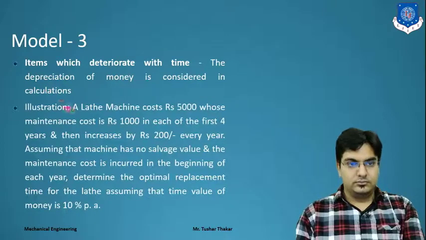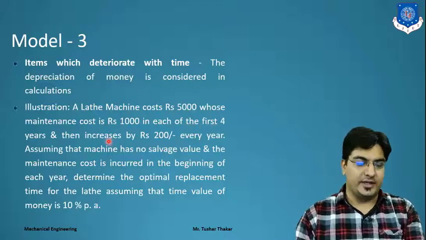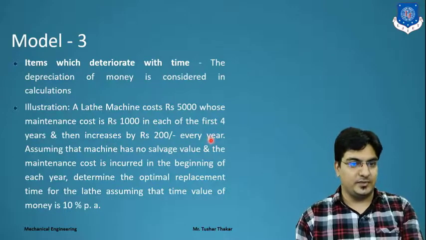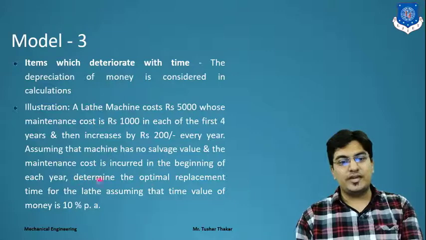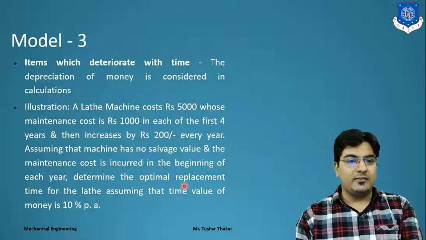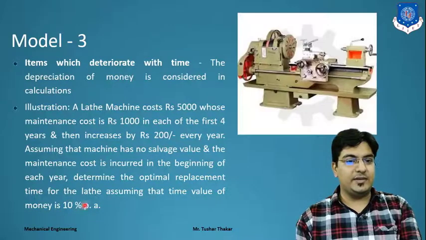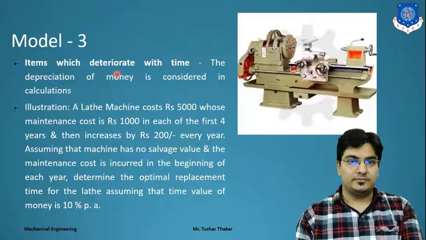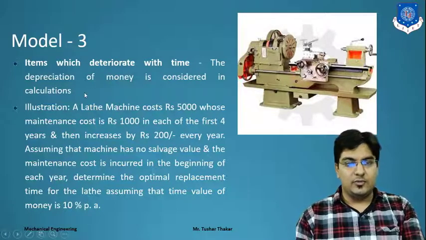So here the example is given: a lathe machine whose cost is 5,000 and maintenance cost is 1,000 rupees in each of the first 4 years, then increasing by 200 rupees per year. Assume the machine has no salvage value and the maintenance cost is incurred at the beginning of each year. Determine the optimum replacement time for the lathe, assuming the time value of money is 10% per annum. That 10% per annum is the depreciation of money. So we will move forward with the example.